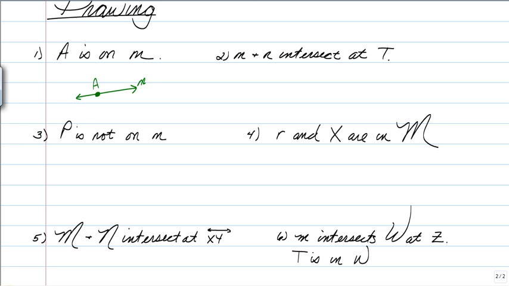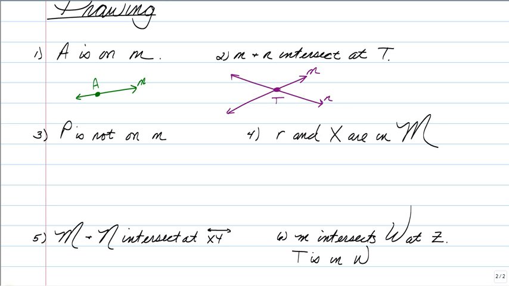Let's see if you did it correctly. So we have M and N intersect at T. So we have 2 lines. One of them is named M. The other one is named N. And they intersect at a point T. If yours looks similar to that, you are good to go.